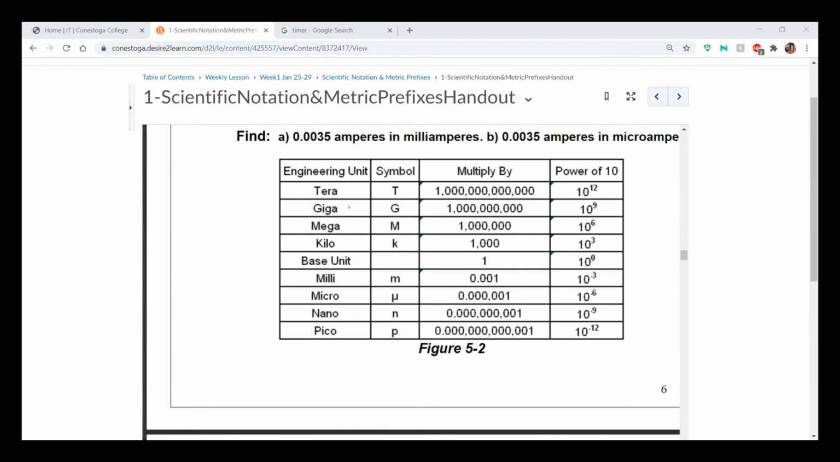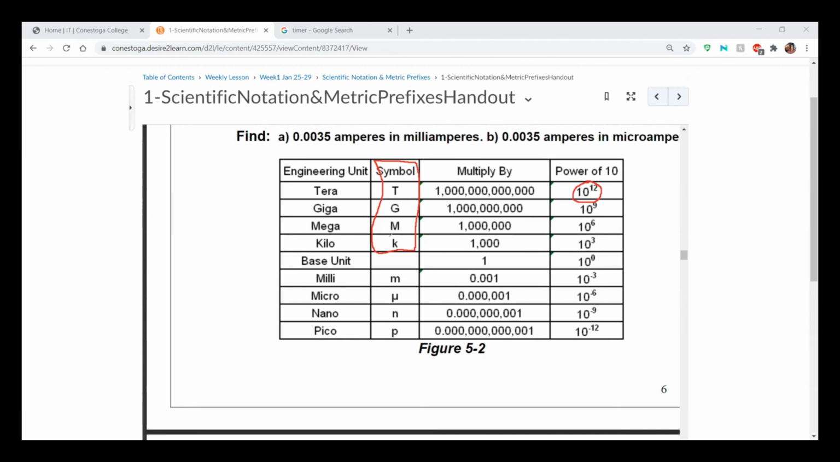Now, when it comes to engineering notation, you can notice right here that the symbol is just a letter. Tera, which is 10 to the 12th, is going to be a T, and you can read it yourself. Giga, which is 10 to the 9, is going to be a G. Mega, which is a million, 10 to the 6, and so on and so forth.